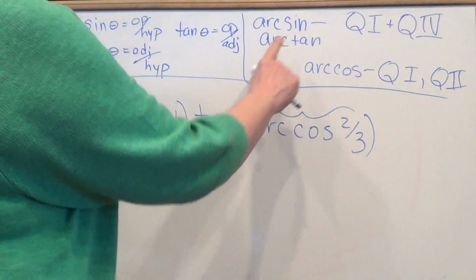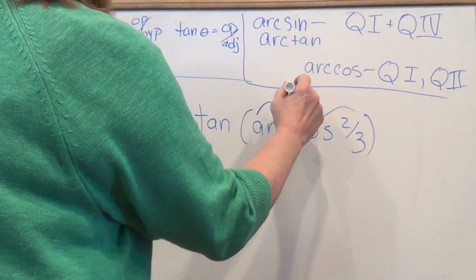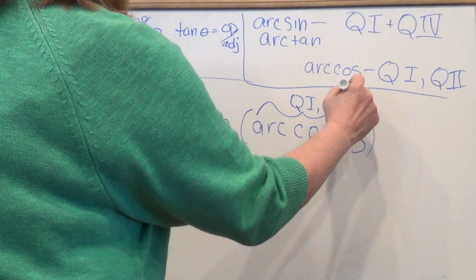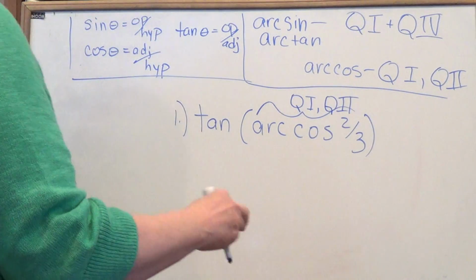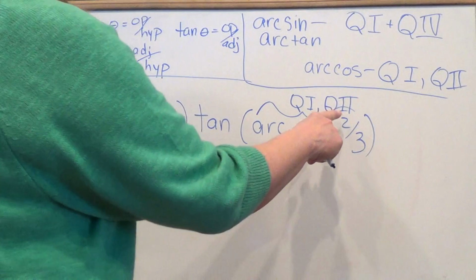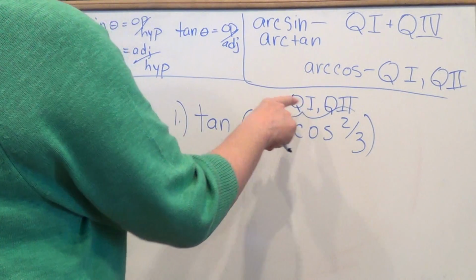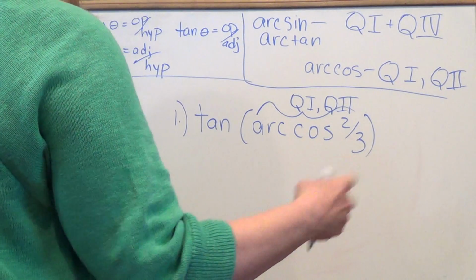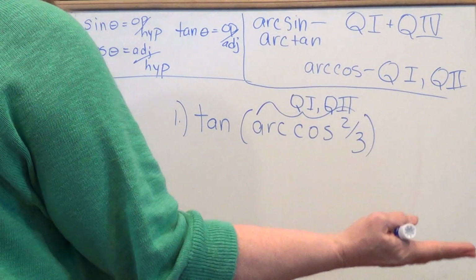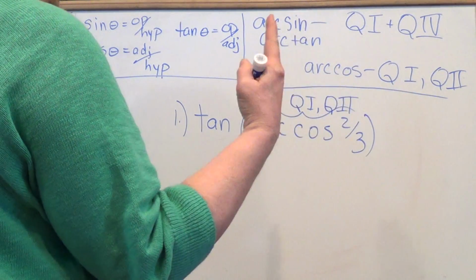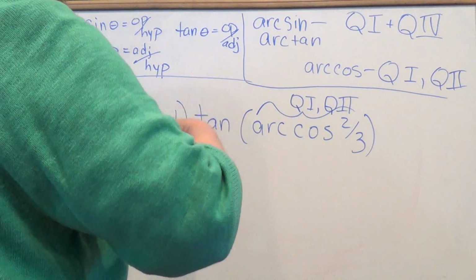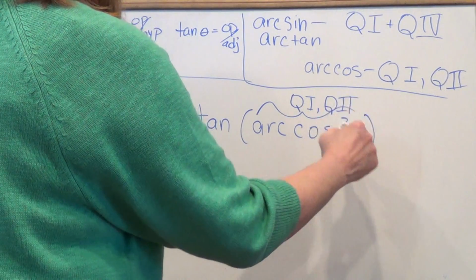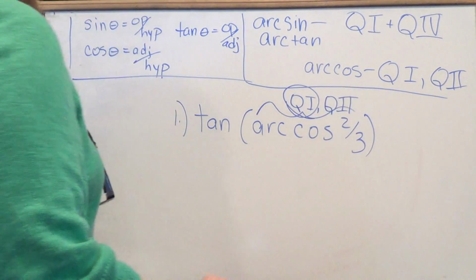We know the arc cosine is to be found in quadrant 1 or 2. So it turns out that all the negative ones are in quadrant 2 and all the positive ones are in quadrant 1. So if you look at your unit circle, you'll see that all the first coordinates, which are the cosines, are positive in quadrant 1. Negative in quadrant 2. So this is a positive value, so we're going to look in quadrant 1.